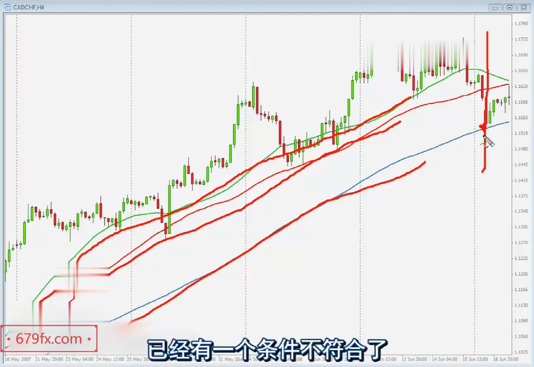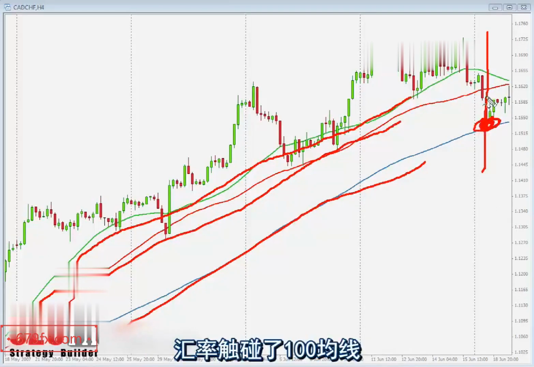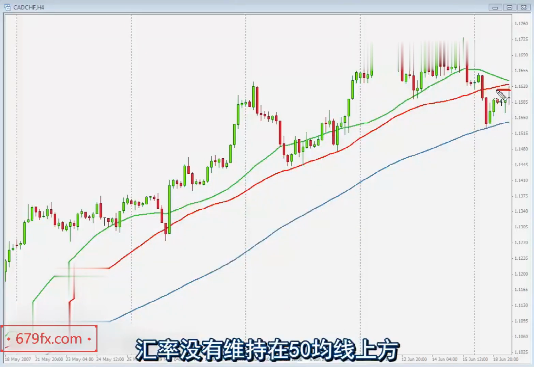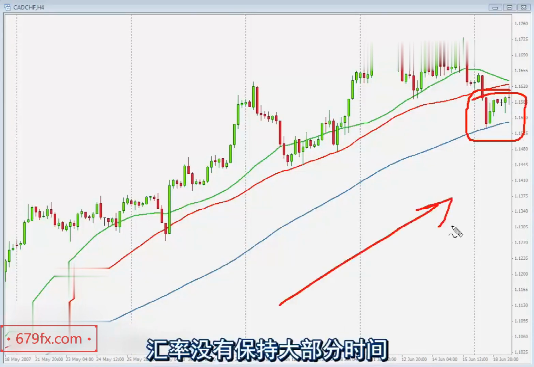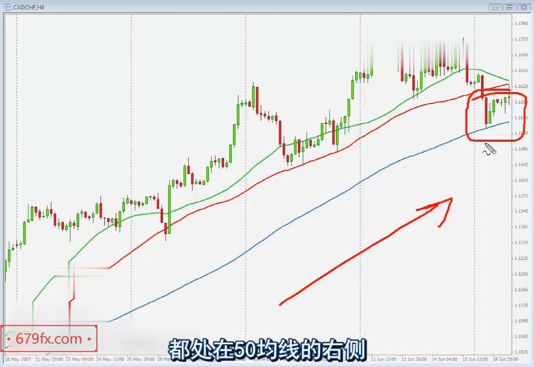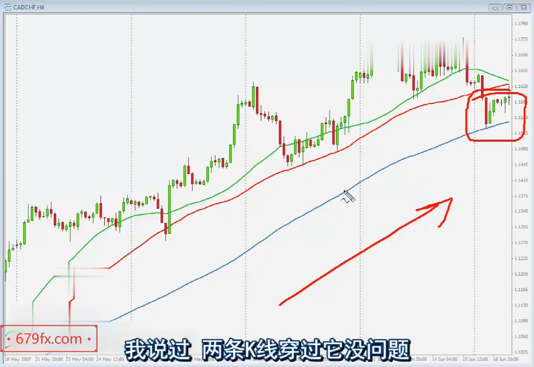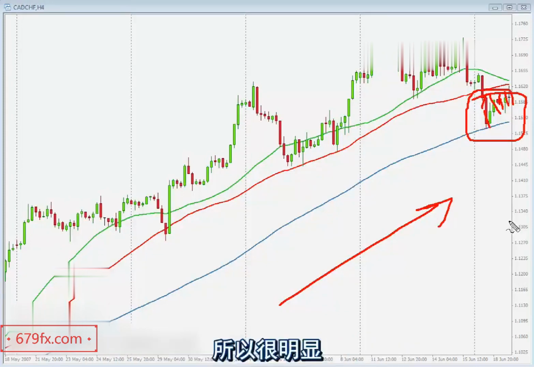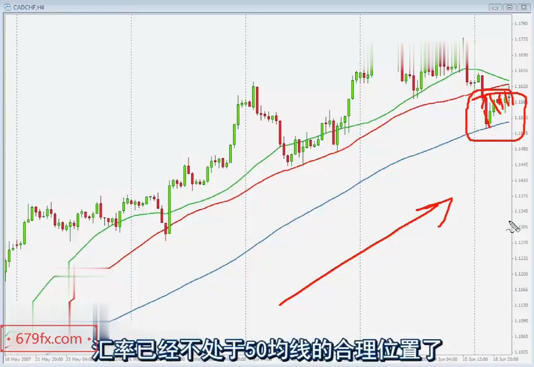Now one of the 6 conditions is not applying anymore. Price has touched the 100. Another condition that is not applying anymore: price is not remaining above the 50. In this uptrend, price is not spending most of the time on the right end of the 50 simple moving average. Remember when I said 1-2 bars below is okay, but now we've had 1, 2, 3, 4, 5, 6, 7 bars. That's definitely price not spending time at the right end of the 50 anymore.